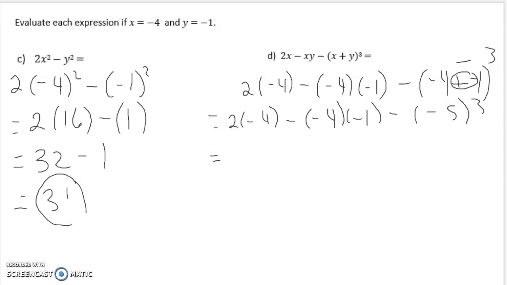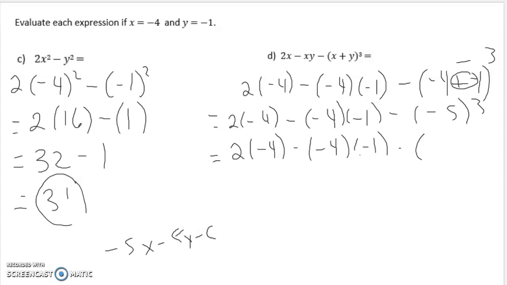Okay. Then we have to do some, what's it called here? Exponents. Okay. So I'm going to leave everything the exact same. And we have 2 times -4 minus 4 times -1 minus, and then over here, because it's cubed, this actually means -5 times -5 times -5.